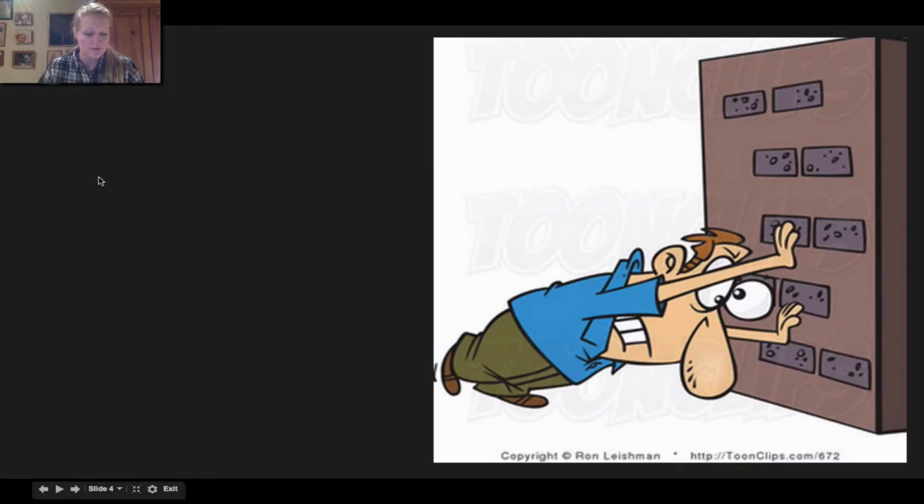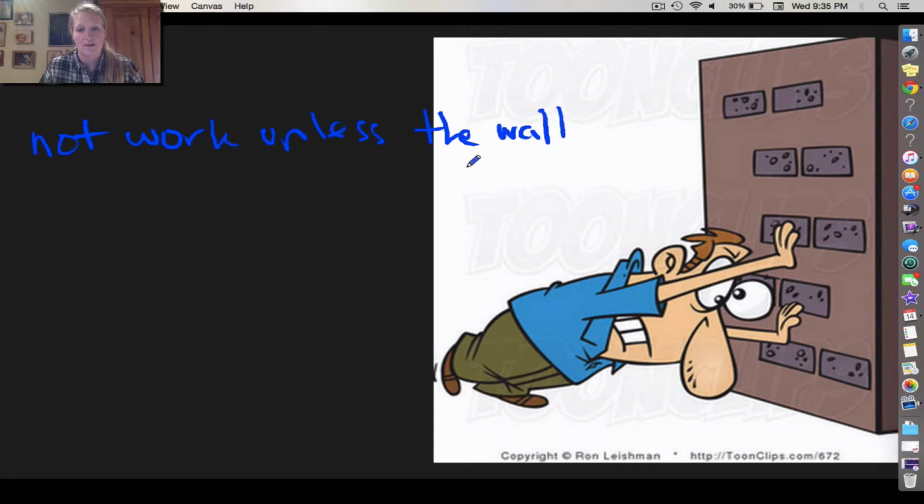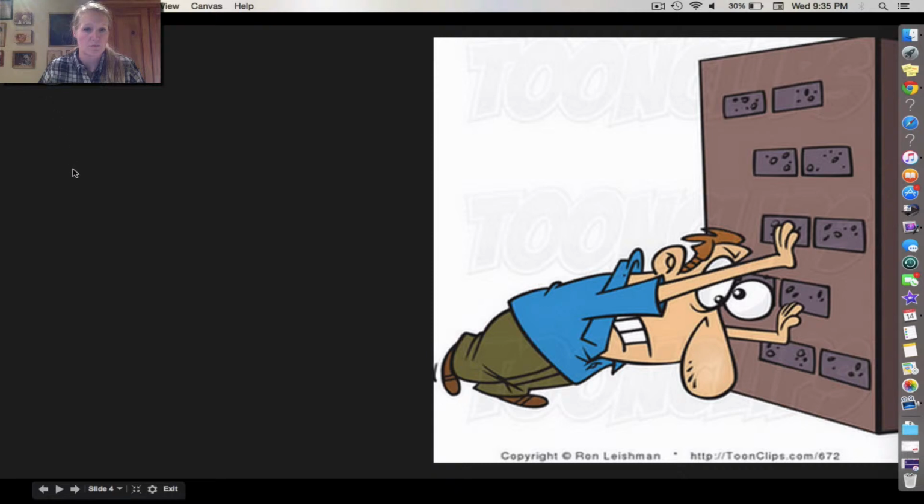So here's an example. Even though I'm pushing on the wall, or this cartoon is pushing on the wall, it is not work unless the wall moves, okay? And I want to thank, by the way, Google Images for all of the awesome pictures I have for today's presentation, today's set of notes. So not work unless the wall moves, unless whatever it is moves.